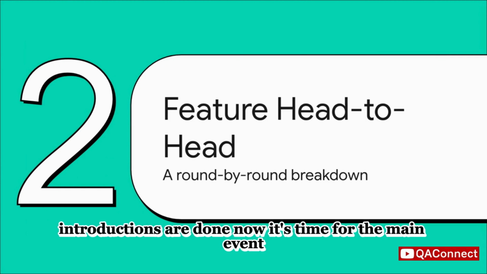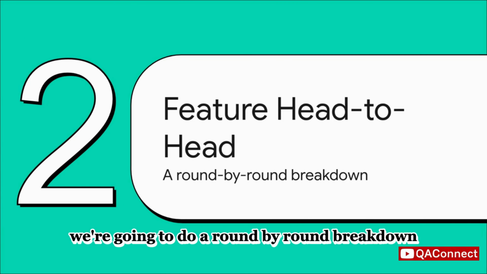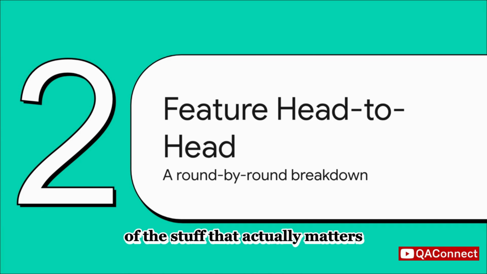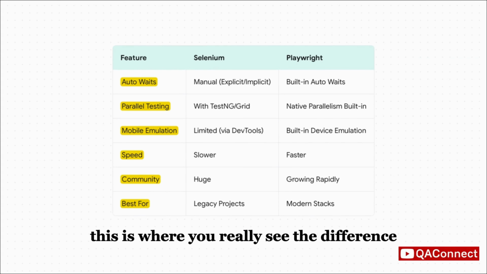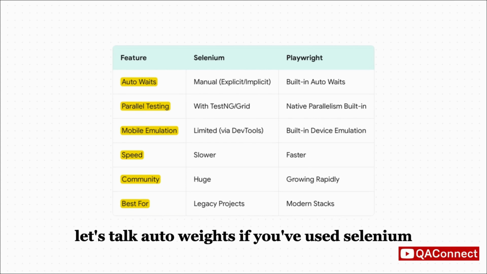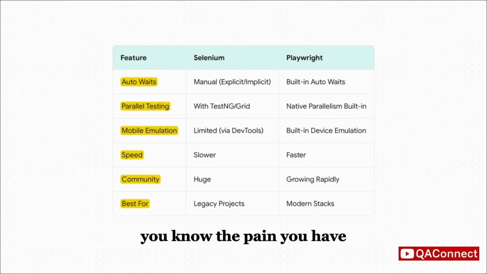Okay, introductions are done. Now it's time for the main event, the head-to-head on features. We're going to do a round-by-round breakdown of the stuff that actually matters in your day-to-day work. No fluff, just the facts. This is where you really see the difference. Let's talk auto waits. If you've used Selenium, you know the pain. You have to manually code in waits to stop your tests from failing. It's tedious. Playwright, it just handles it automatically.